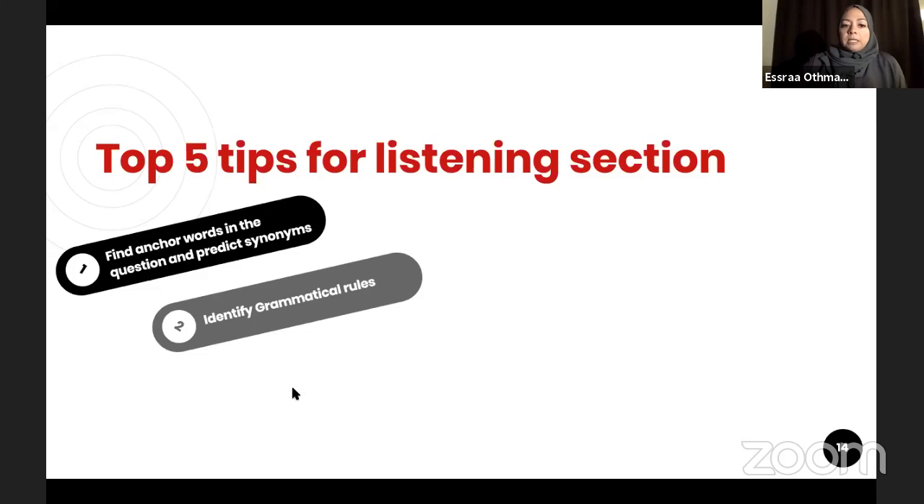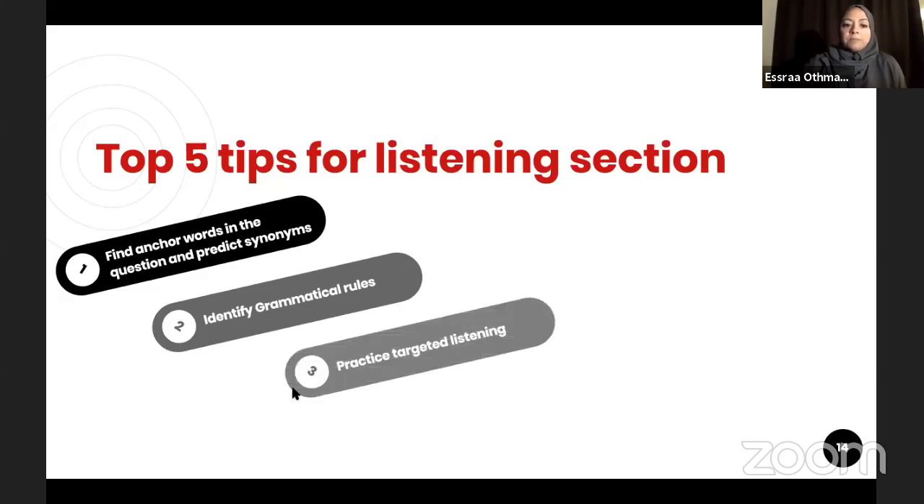Second tip would be identify grammatical rules. Sometimes it helps when you are looking for a certain word to identify, for example, the question says there are, so this means that you are looking for a plural word. Okay, so this can help you while you are answering your questions.